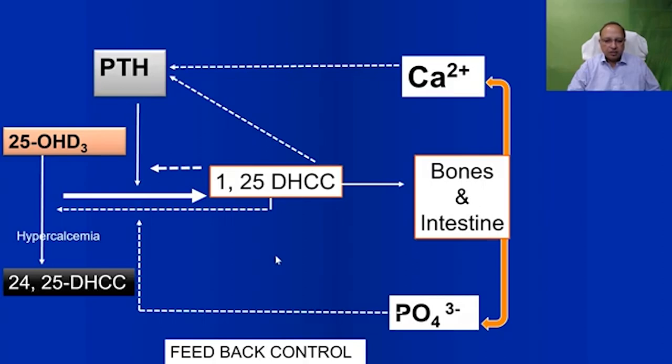So due to all these things, we have three organs, that is the bones, intestine and kidney. We have three cells: osteoblast, osteoclast and osteocytes. And we have three types of hormones: parathormone, vitamin D or 1,25-dihydroxycholecalciferol or calcitriol, and calcitonin, and all these three hormones will have an interplay to maintain the homeostasis of calcium and phosphate.